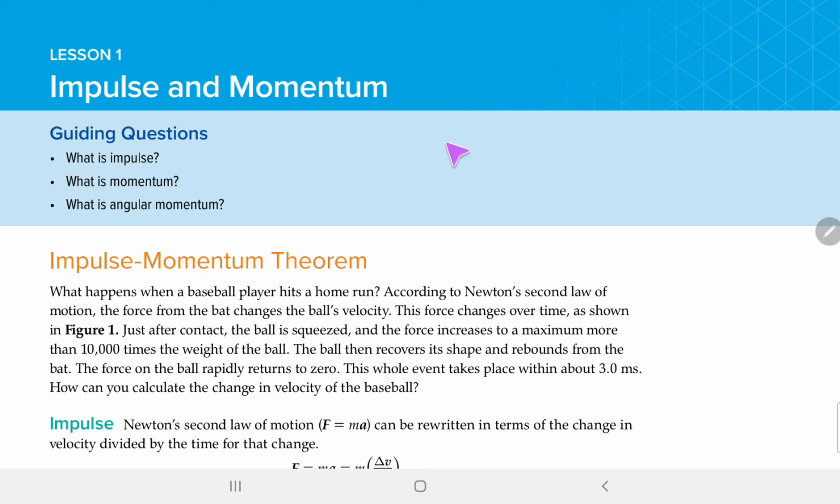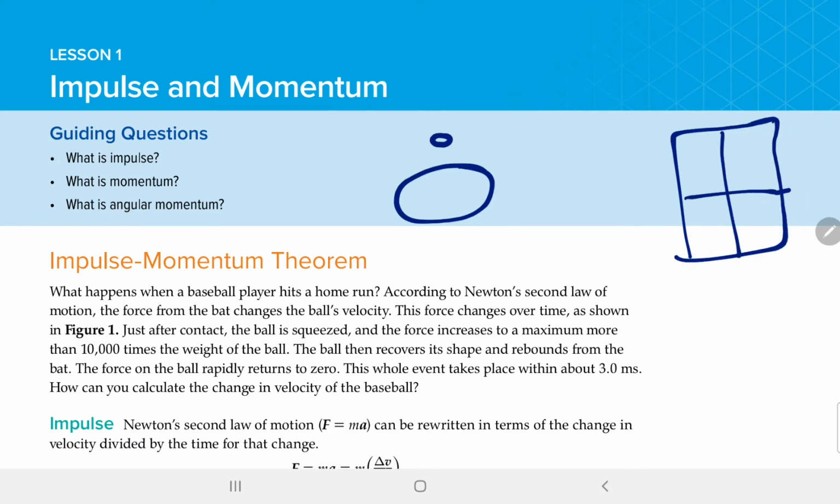Suppose that we have two balls. One of them is small and the other is bigger. And here we have a window. If you throw these balls at the window, which one will break the window? If you said the bigger one will break the window, that's true, because it has the bigger mass.